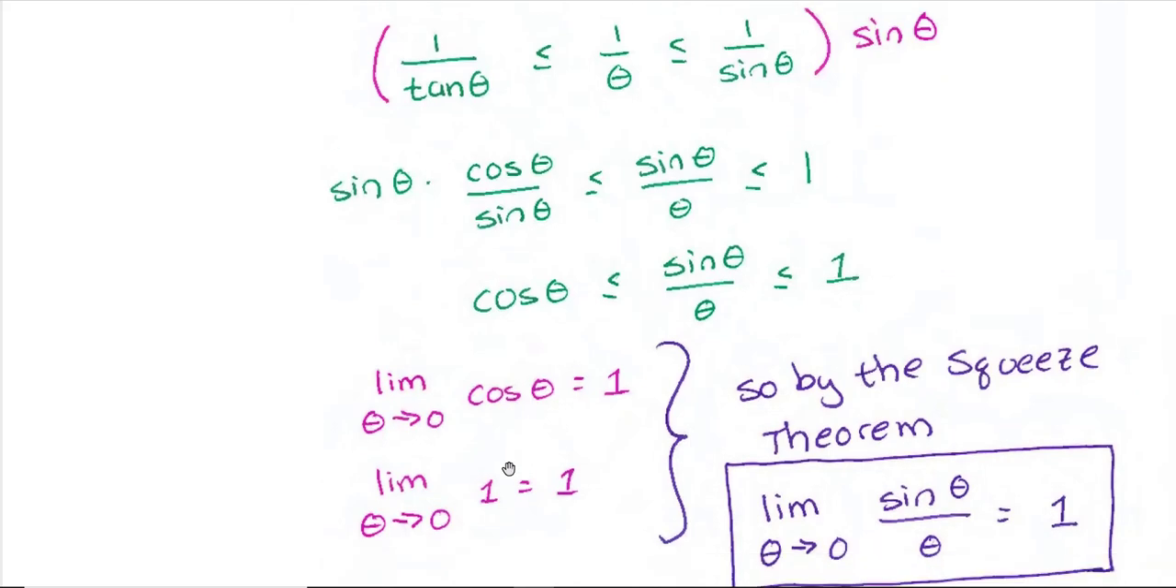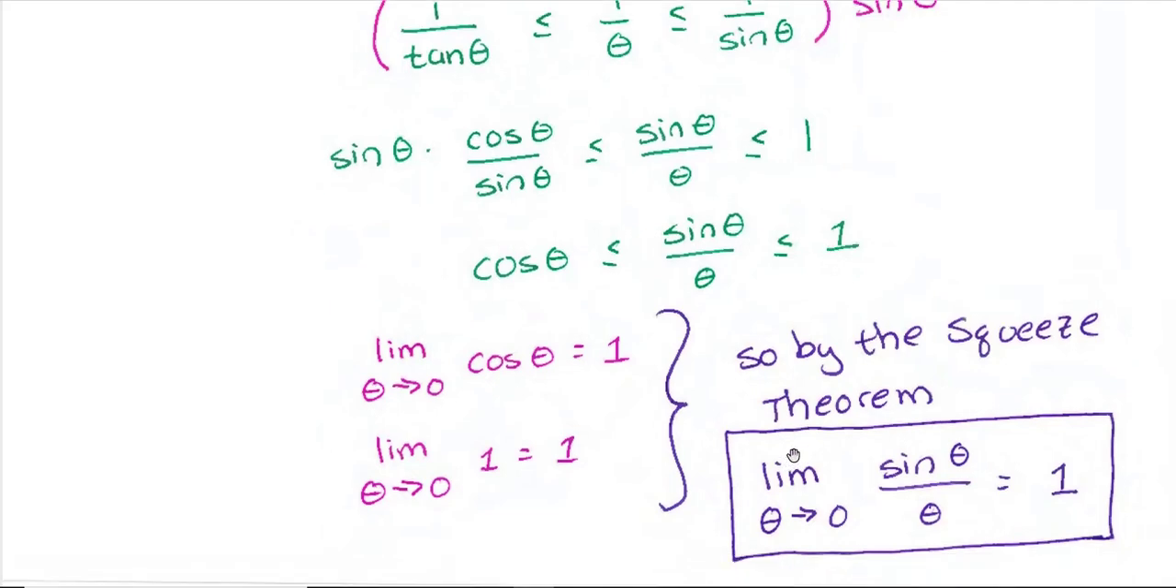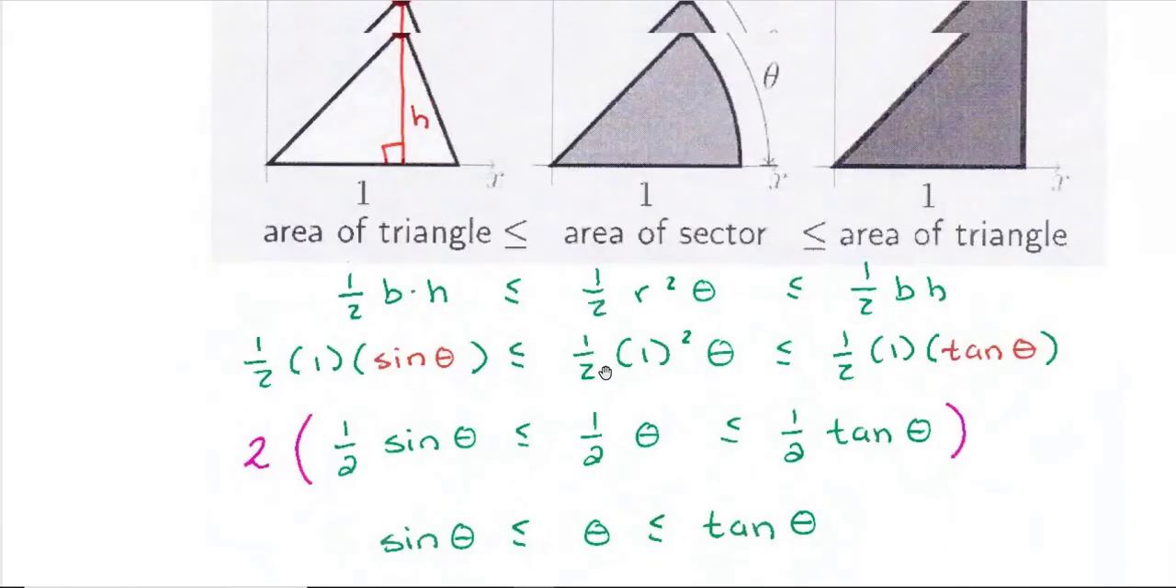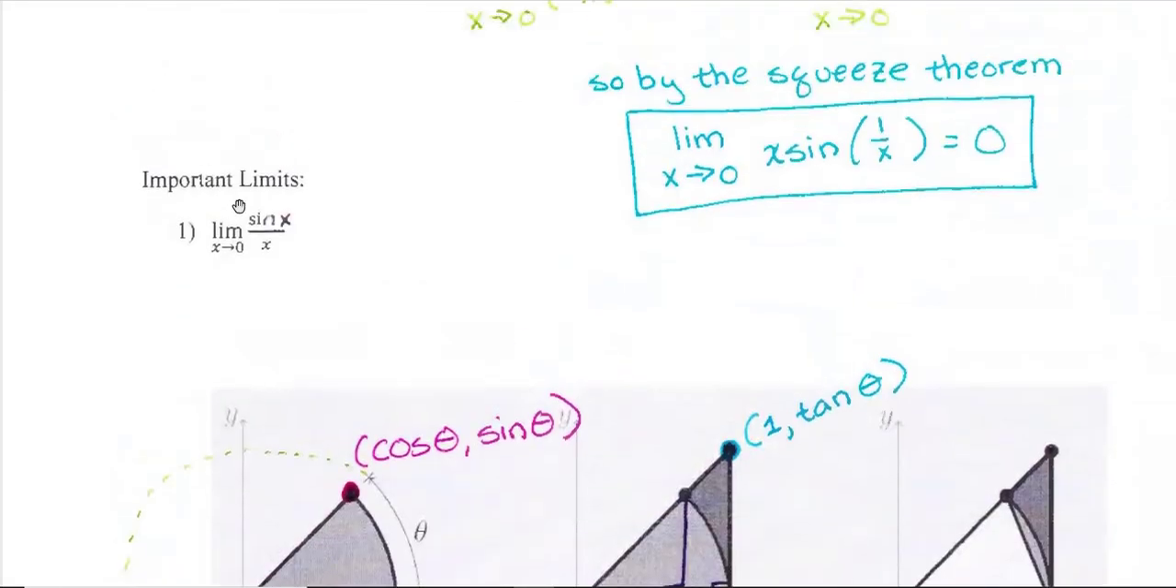Well, let's take those limits. Let's take the limit as theta approaches 0 of the cosine of theta. That would give me the cosine of 0, which is 1. And the limit as theta approaches 0 of 1 would also just be 1. So since this limit was 1 and this limit was 1, by the squeeze theorem, the limit as theta approaches 0 of the sine of theta over theta must be equal to 1. So that's our first special limit, that the limit as x approaches 0 of the sine of x over x is 1.